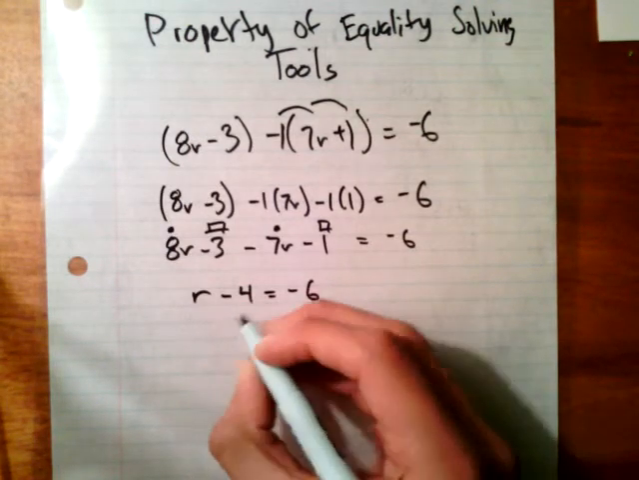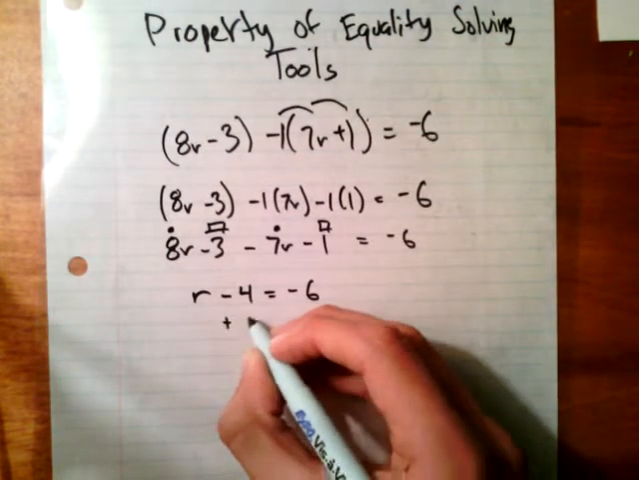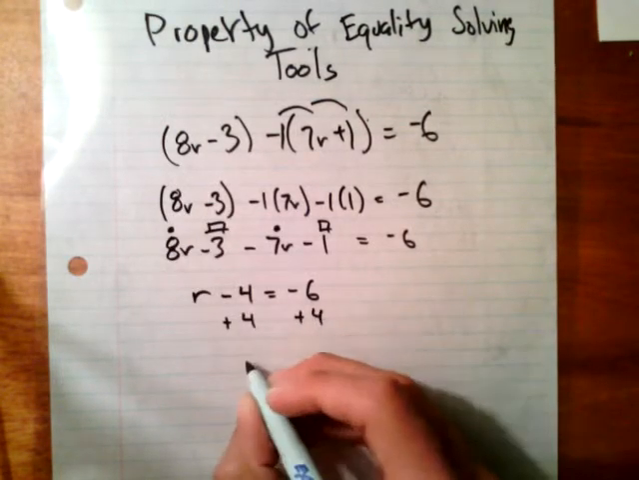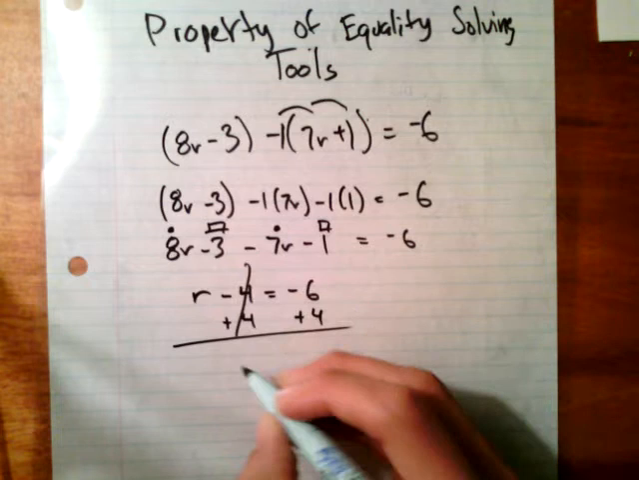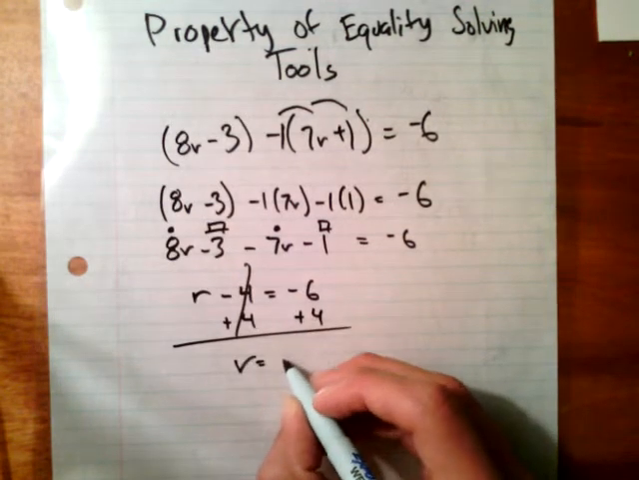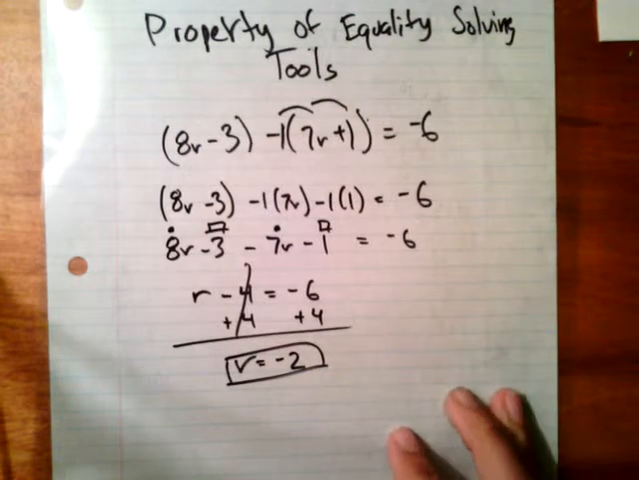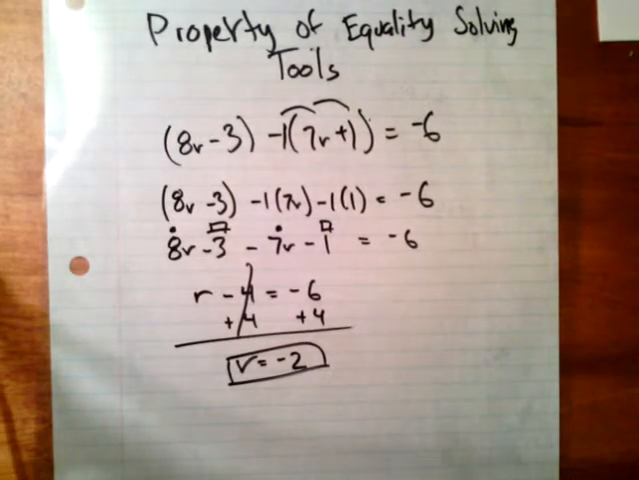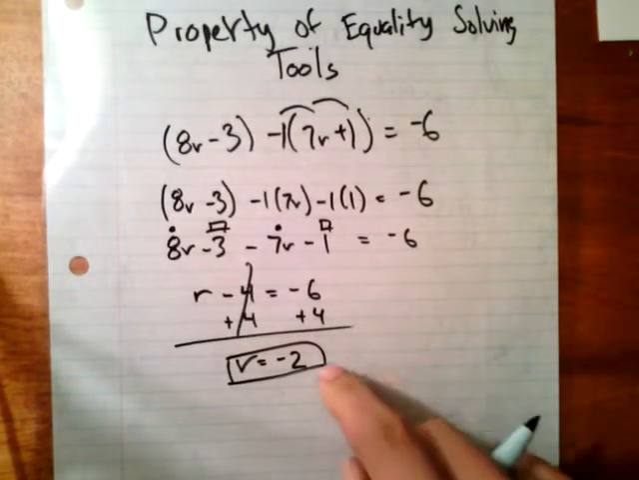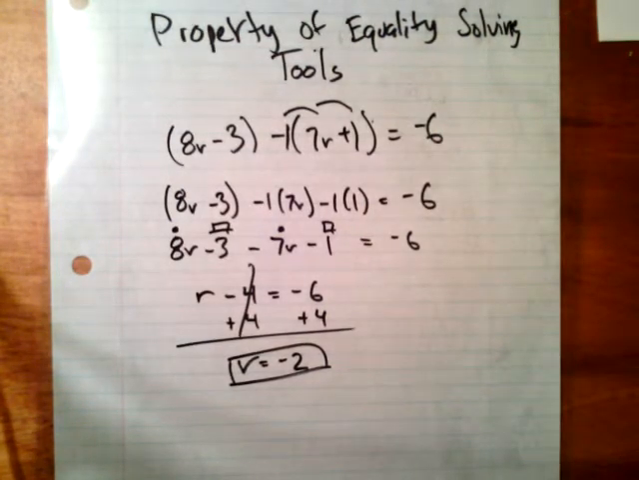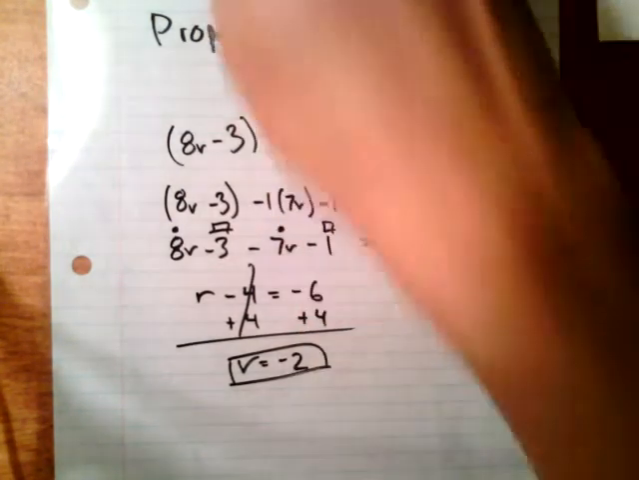Next we want to solve for our variable, so we're going to apply the addition property of equality to both sides. I'm going to add 4 to both sides. That cancels out, and I have r is equal to negative 2. Now this is our solution, but for us to be 100% certain that this is our solution, we must plug this back into the original equation and then solve it. But I will leave that as an exercise for you.